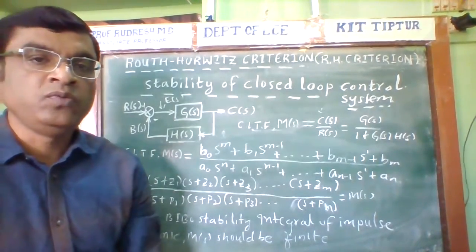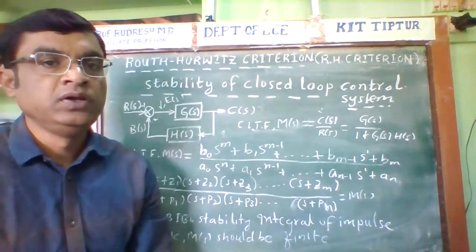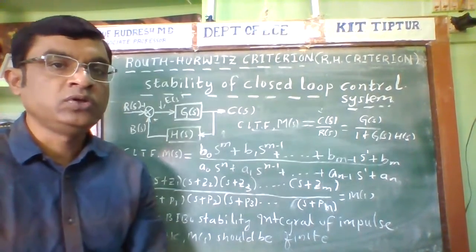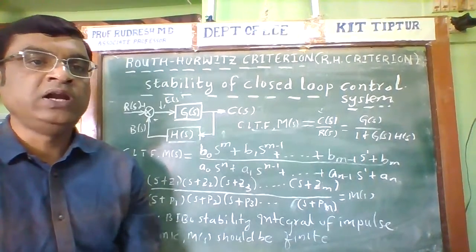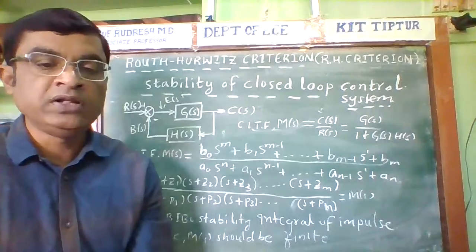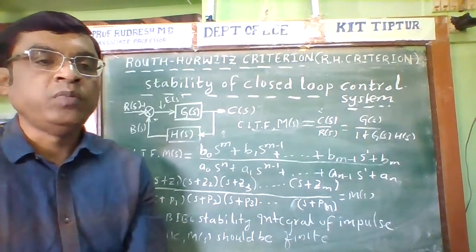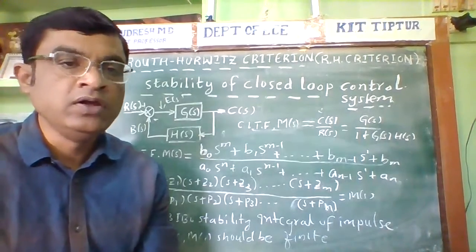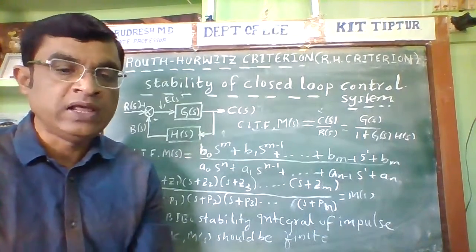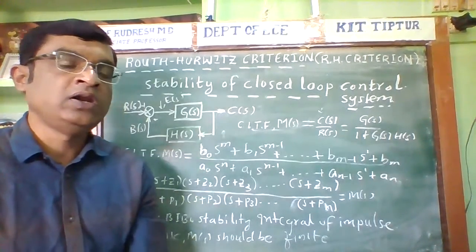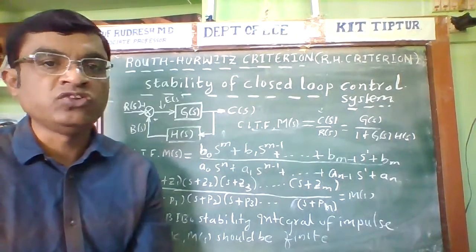Routh and Hurwitz are the names of the scientists who jointly published the concept of system stability, and this method is called the Routh-Hurwitz criterion, or RH criterion. It is an analytical procedure for determining whether all the roots of the polynomial or characteristic equation have negative real parts, or are complex roots with negative real parts.